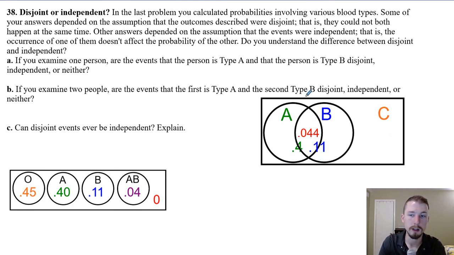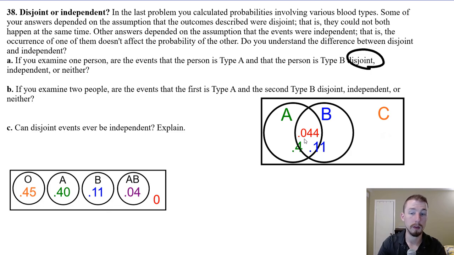Well, in this case, because it's not possible to be both of them, they are disjoint. So if you look down here, all of these are disjoint. They're not overlapping because you can't be type A and type B for the same person. But if we're talking about 2 different people, so if you examine 2 people and the events that the first one's type A and the second one is type B, that is possible because you're talking about 2 different people.